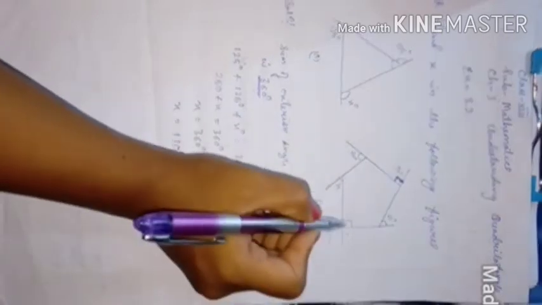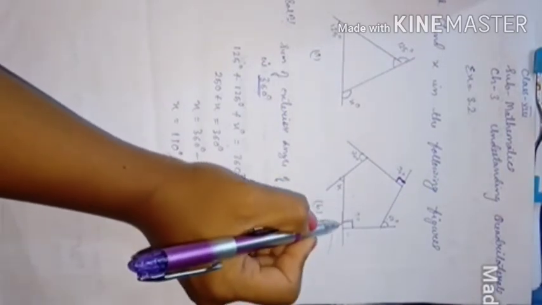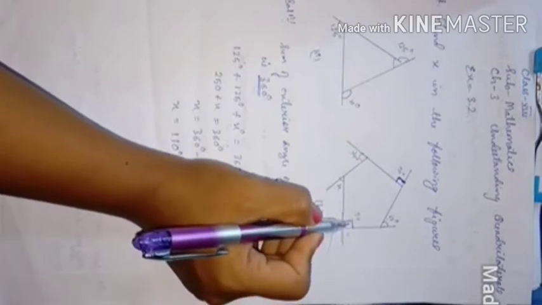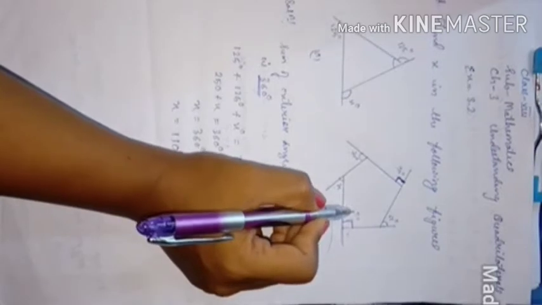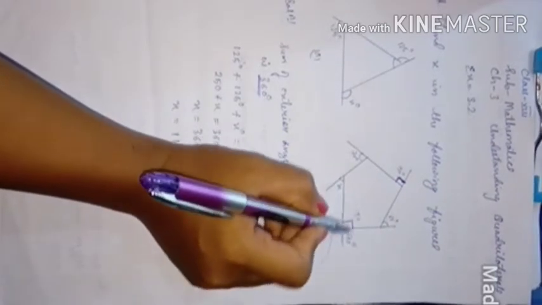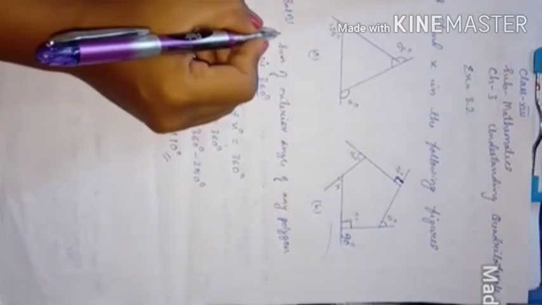So what will you do? Here this symbol is given. That means this is 90 degree. And this line is what? Linear pair. These two angles are a linear pair. So the sum of a linear pair is how much? 180 degree. So if this is 90 degree, this will also be how much? 90 degree. So in the same way, this is for A, this is for B.